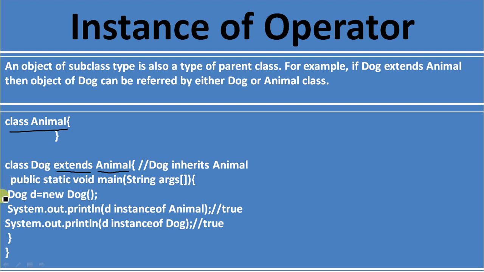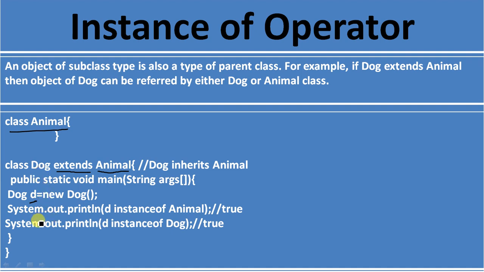Okay, so now we are creating a dog class object: Dog d = new Dog(). Now if we apply the instanceof operator, d instanceof Animal, it means checking whether the type of the d object is Animal type. Yes, because Animal is a parent class. So Dog is also an Animal, and Dog is also Dog.